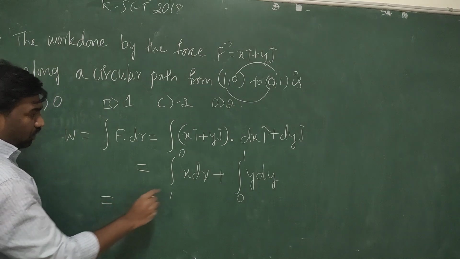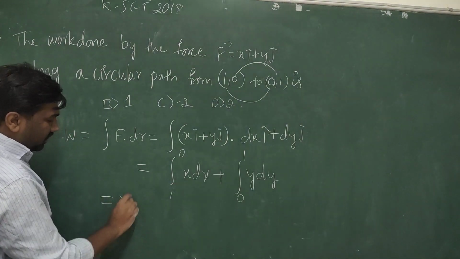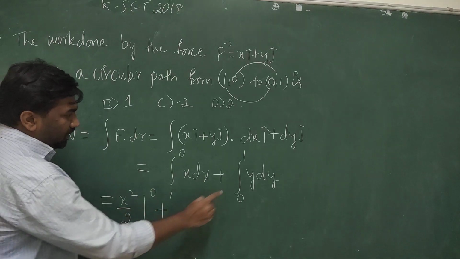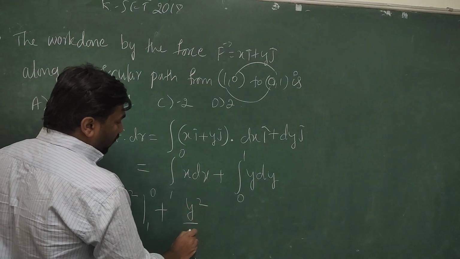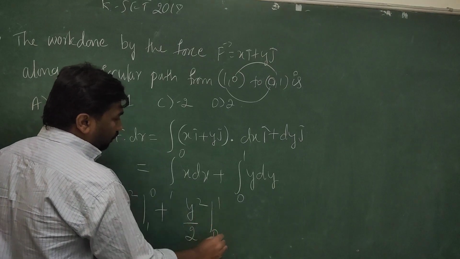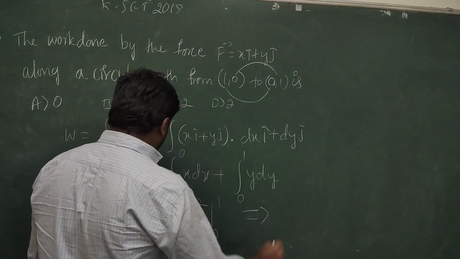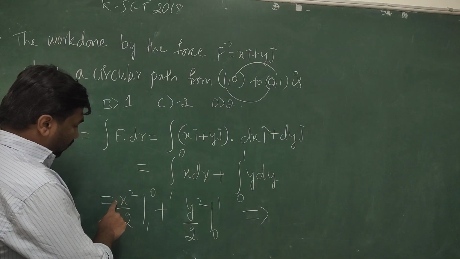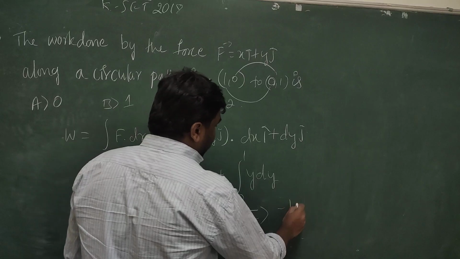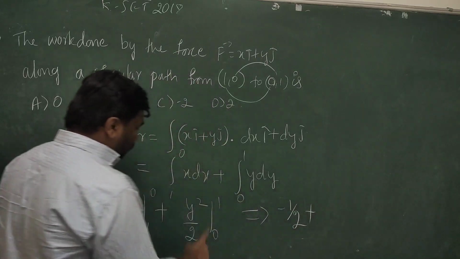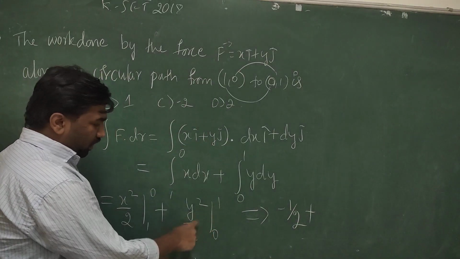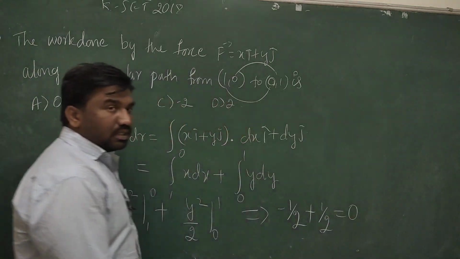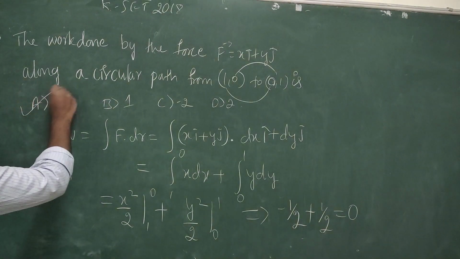So which is equal to, integration of x is x square by 2 limit 1 to 0 plus integration of y is y square by 2 limit 0 to 1. So this implies 0 minus 1. So minus of 1 square by 2 is minus 1 by 2 plus y square, upper limit is 1 by 2, so minus 1 by 2 plus 1 by 2, 0. So option A is correct.